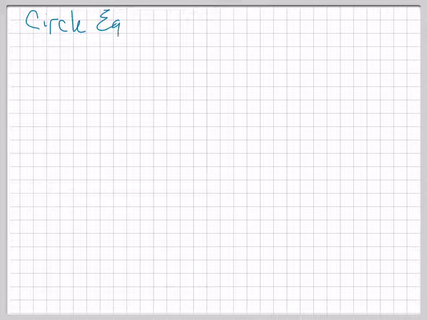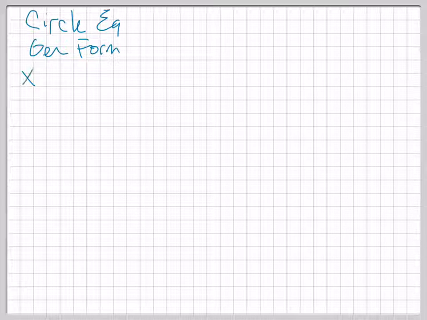This video is going to talk about the difference of the two different equations that we can have with circles. Most of the time we write a circle equation in general form, which I'll just write as gen form here. The general form is x squared plus y squared equals r squared, which usually involves the center being in some place and the radius being in another place.